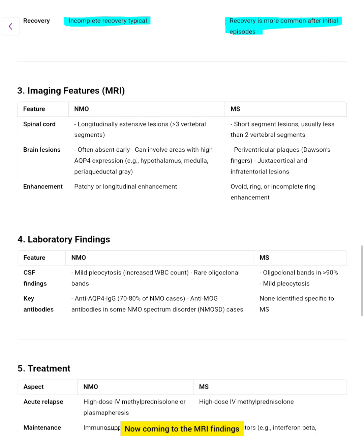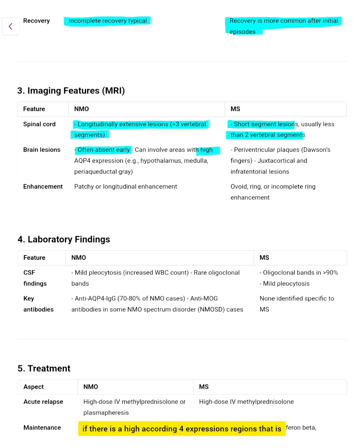Now coming to the MRI findings, as I said, in NMO the spinal cord has longitudinally extensive lesions, that is more than 3 vertebral segments are affected. But in multiple sclerosis they are short segment lesions, usually less than 2 vertebral segments. Coming to the brain lesions, often absent in the early stage but can be present in the later stages, and they can involve regions with high aquaporin 4 expression, that is hypothalamus, which has these channels, medulla and periaqueductal gray.